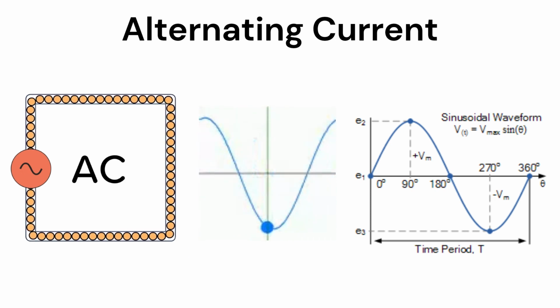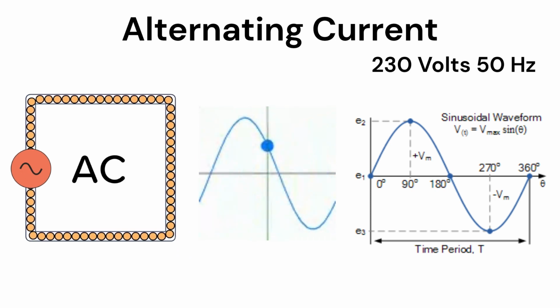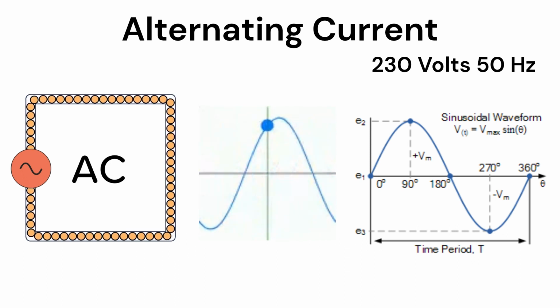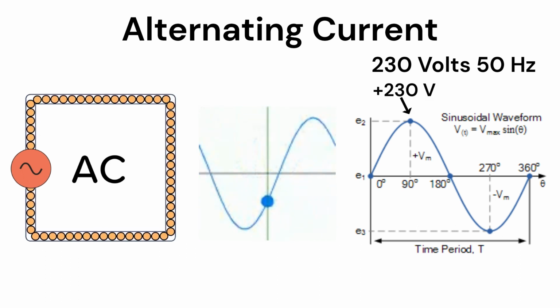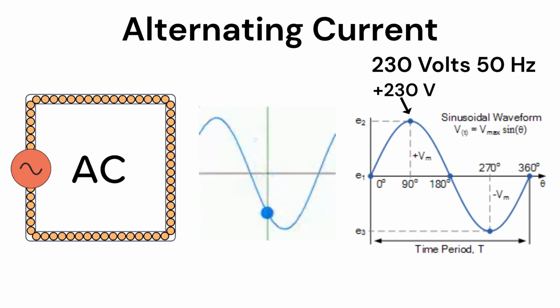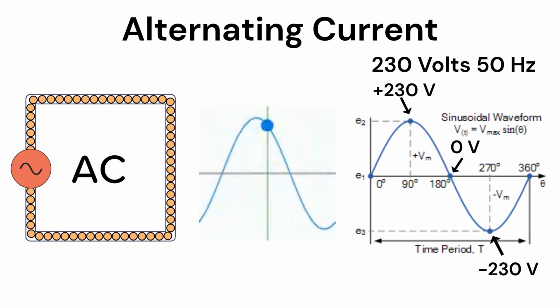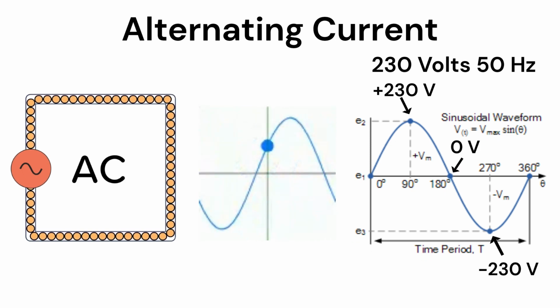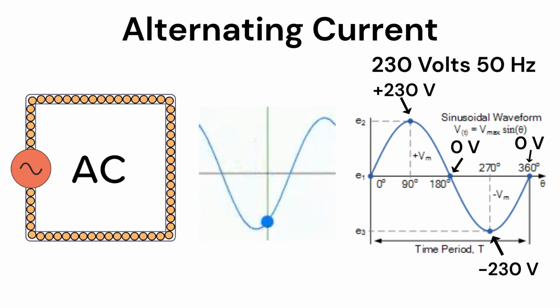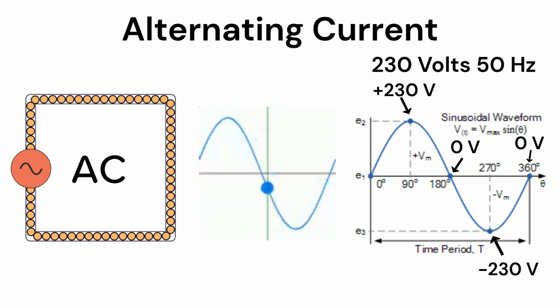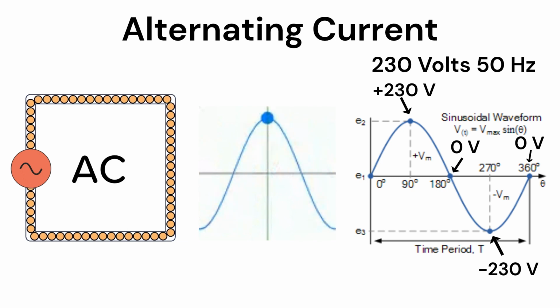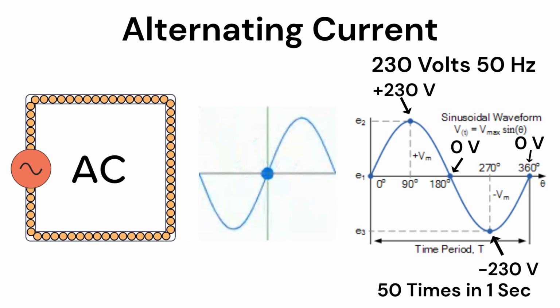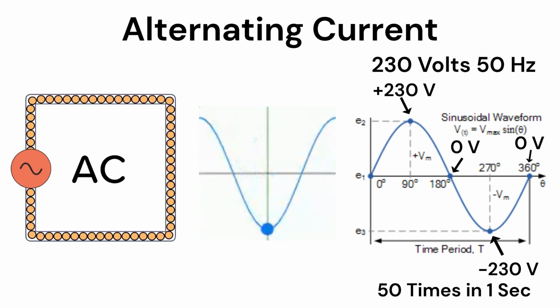It means, for example, in a 230 volts and 50 hertz supply, the voltage goes from 0 to 230 volts at the positive peak, comes back to 0, goes to the negative peak of 230 volts, and comes back to 0. That completes one cycle or 1 hertz, and again the second cycle starts from there. This happens 50 times in a second, which is 50 hertz or 50 cycles.